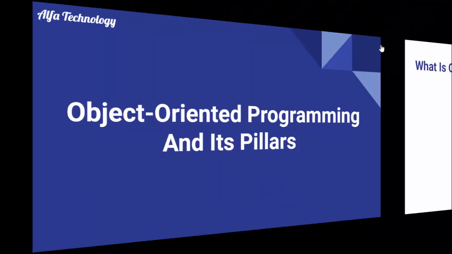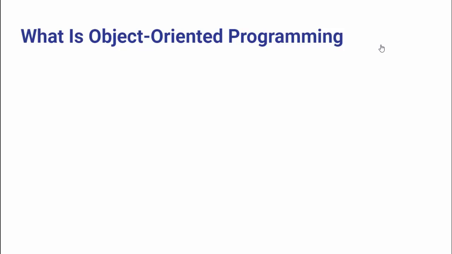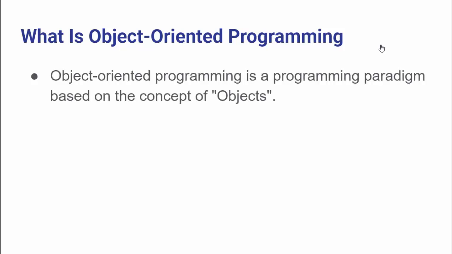So first of all, let's talk about what is object-oriented programming. Object-oriented programming is a programming paradigm based on the concept of objects. So basically, object-oriented programming is not a separate programming language. It's just a technique based on the concept of objects.